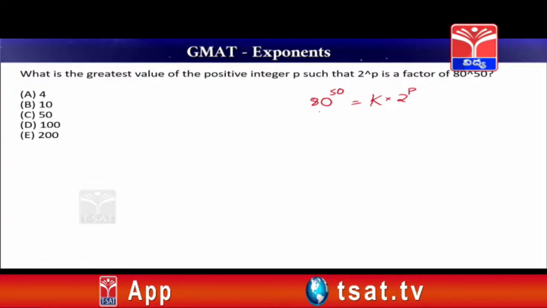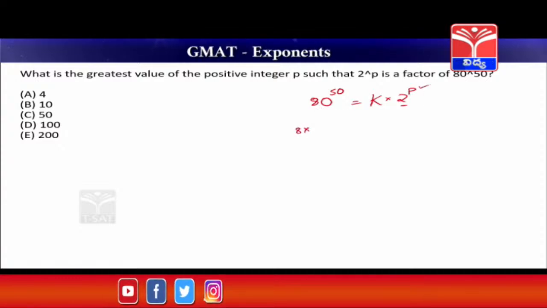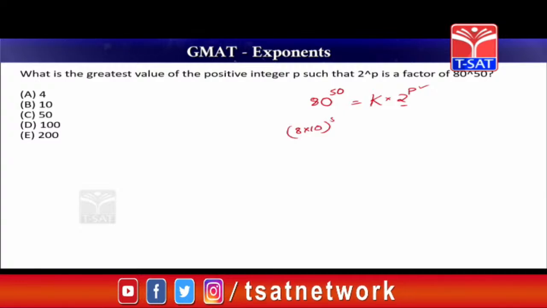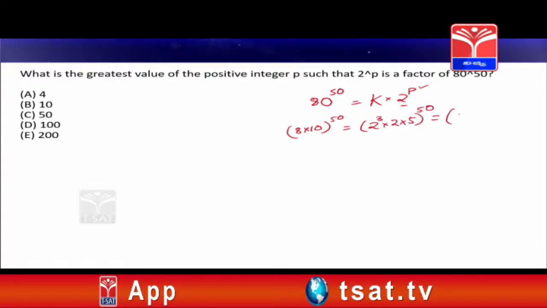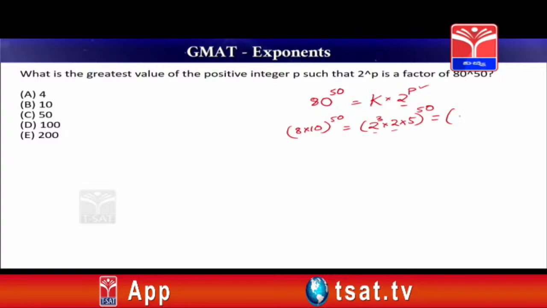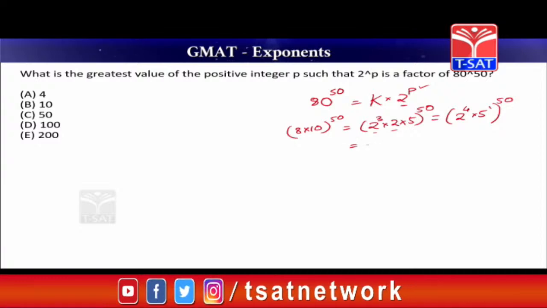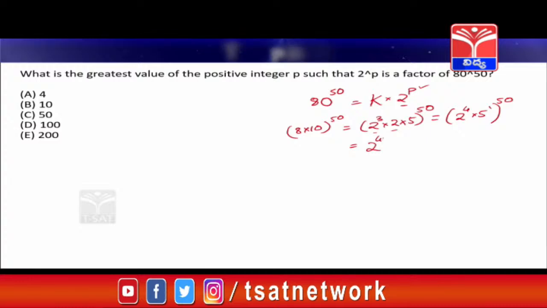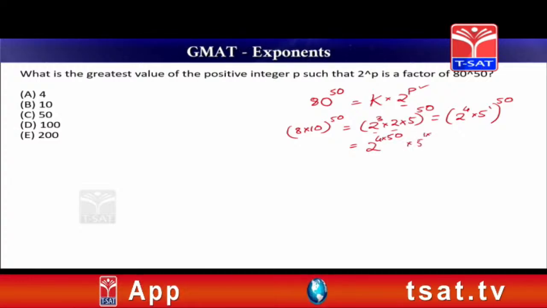Let's expand 80 to the power of 50 so that we have the same bases, and we can equate the powers. So 80 is nothing but 8 into 10, raised to the power of 50. 8 is 2 cube and 10 is 2 into 5. So here you have 2 cube into 2, which will be 2 to the power of 4, into 5 to the power of 1, whole to the power of 50. When you expand this, you will get 2 to the power of 4 into 50 and 5 to the power of 1 into 50.